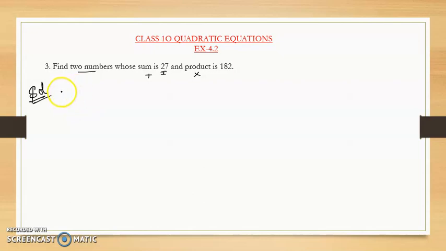I'm not writing the statement. You will write let the numbers be x and y. Okay, now see, it is saying whose sum is 27. So what are the numbers we have taken? We have taken numbers x and y, right? So what does sum mean? Means addition. x plus y is 27. So this is our equation 1, right?